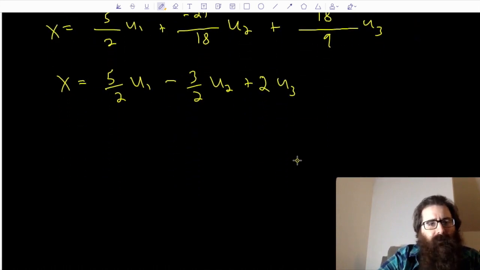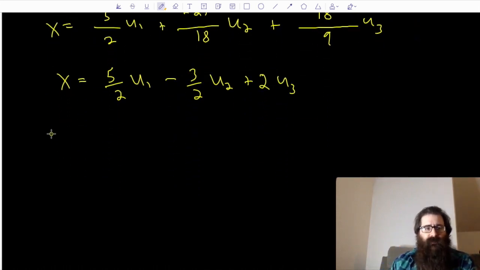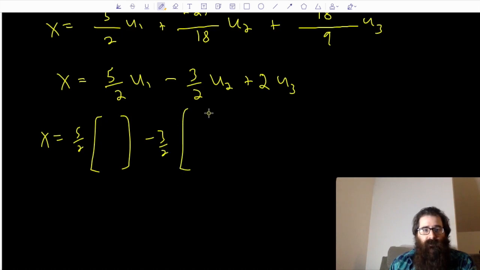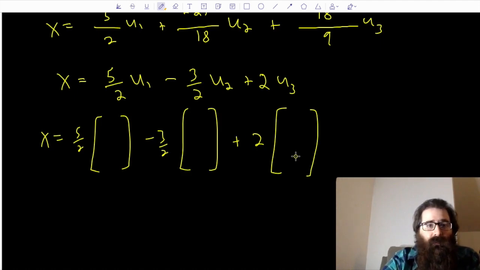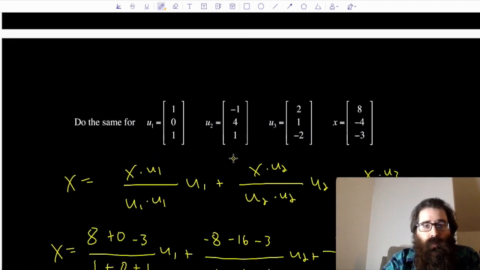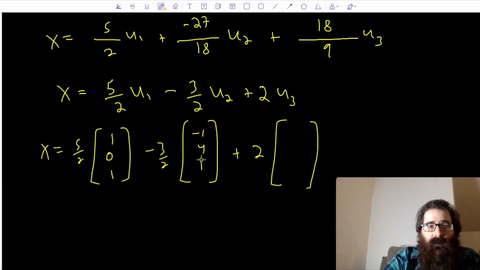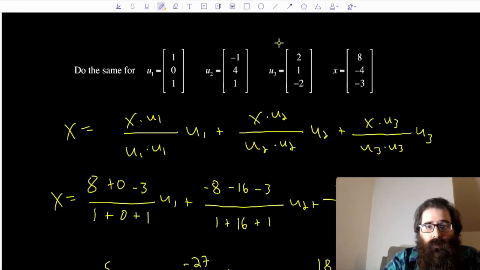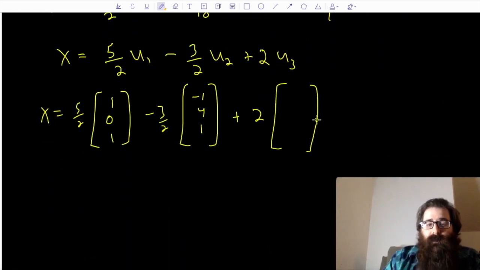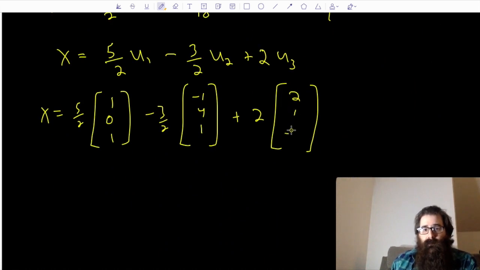And let's just, you know, I think it's worthwhile to check these. Let's check this one. We'll do 5 halves times vector u sub 1, minus 3 halves times vector u sub 2, plus 2 times vector u sub 3. And what were these vectors? U sub 1 was 1, 0, 1. U sub 2 was negative 1, 4, 1. And then 2, 1, negative 2 for u sub 3. Let's see what we get here.